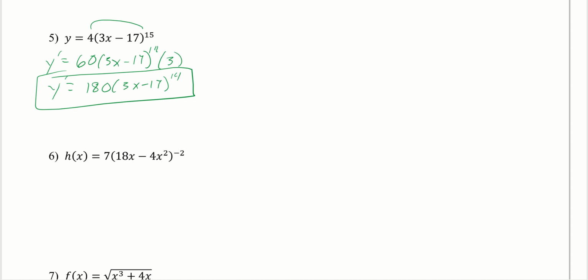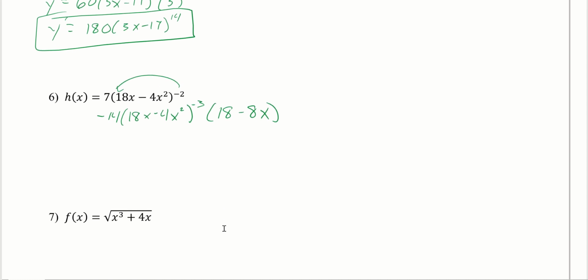Okay. Nice. Number 6, bring that negative 2 down. So that's going to be what, negative 14, 18x minus 4x squared to the negative 3. And then the derivative of the inside, so 18 minus 8x. Cool. There you go.